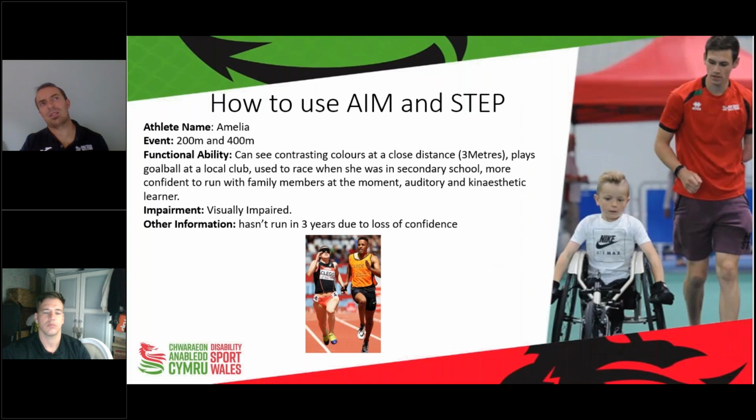So you've got to think about the athletics track. It's probably a maroon, well, either bright blue or kind of an orange maroon color. Think about what colors stand out against that. And that could be asking the individual as well and saying, Amelia, what colors do you see best? And she could say, I see bright blue best.